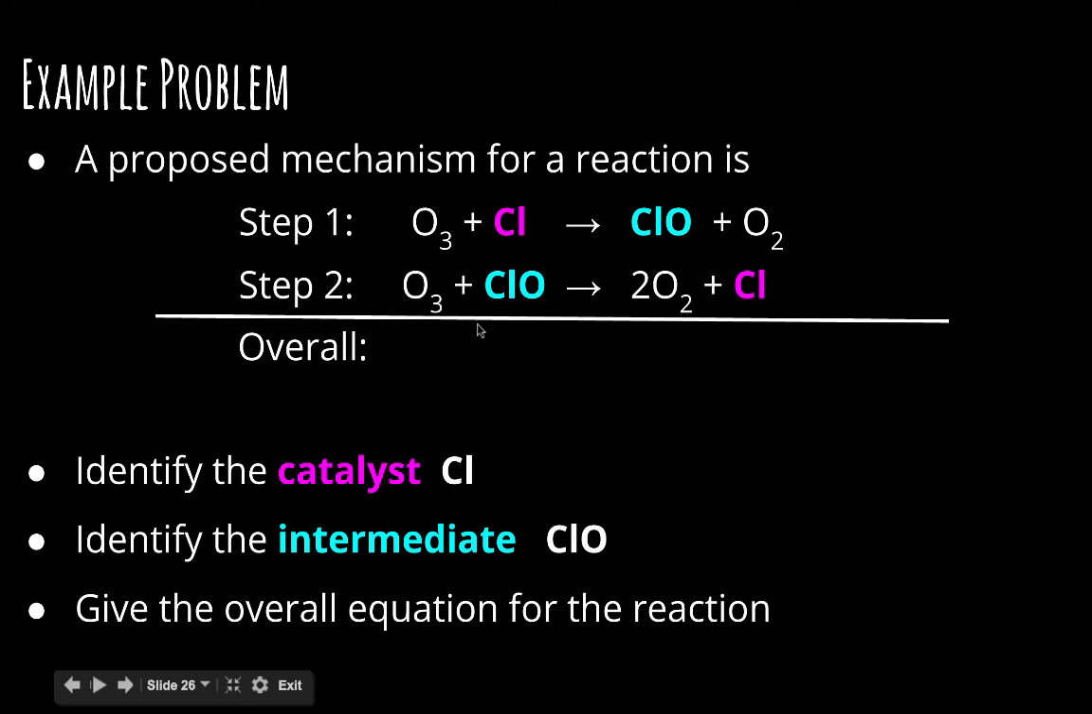And then finally, to get the overall equation, and sometimes it's easier to do the overall equation first before you start looking for your catalyst and your intermediate, but we're going to save it till the end for this one. What you do here is add these two equations together. All the reactants get added up, all the products get added up. Anything that's the same you can add together, like these O3s and these O2s. If you've got something on one side and something on the other side, they cancel out. So the Cl's are going to cancel out and my ClOs are going to cancel out. So my overall equation here is going to be 2O3 yields 3O2 because I've got 2 here and 1 here.